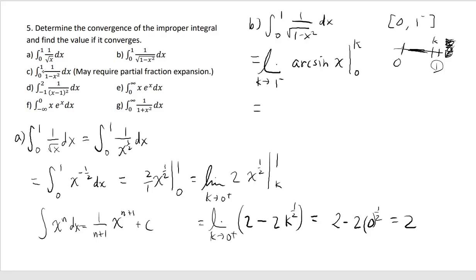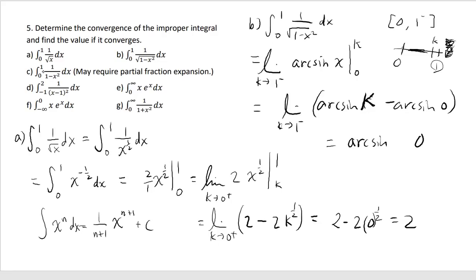Alright, so that gives us the limit as k goes to 1 minus of arc sine of k minus arc sine of 0. Arc sine of 0 is 0, and as k goes to 1, arc sine of k goes to arc sine of 1. And for arc sine of 1, sine becomes 1 at pi over 2, so the value is pi over 2.